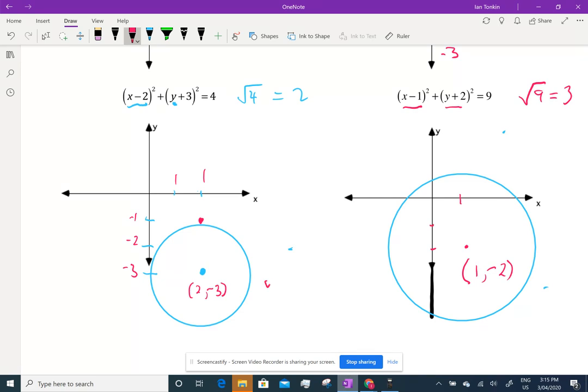By the way, I'm pretty sure in the booklet I messed that up. I changed that to a -3, which moved the whole circle up to there. So if you're looking at the Desmos solutions, that's what you'll see.